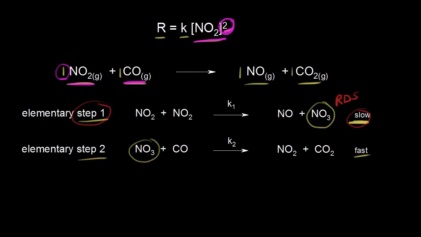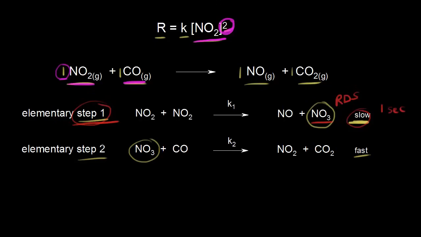And the reason why this is the rate determining step, let's make up some times here so we can understand this a little bit better. Let's say that this first step, the formation of our intermediate, takes 1 second. So it takes 1 second to form our intermediate.